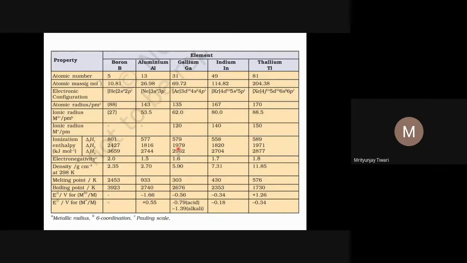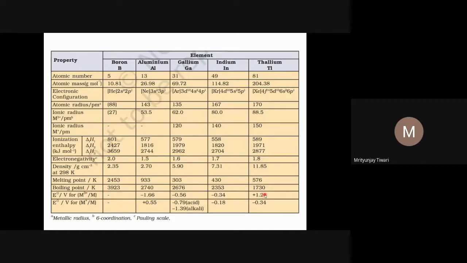Similar value we see for gallium. However, the value is less negative, so the positive value for delta G will decrease. So it has a better prospect in comparison to aluminium. Then indium, we see again the negative value. It also doesn't favor that reaction. It is a non-spontaneous reaction from M 3 plus to M. It means M to M 3 plus will be spontaneous.